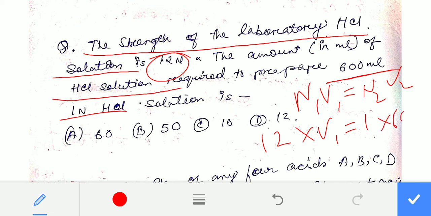is 600, right? So if we solve it, then V1 will be 50 ml. That is, 50 ml of 12 normality solution is required to prepare 600 ml of 1 normality solution, right? For this question, option B, 50 ml, is the right option.